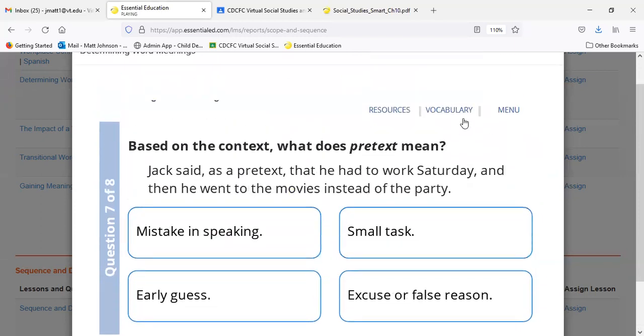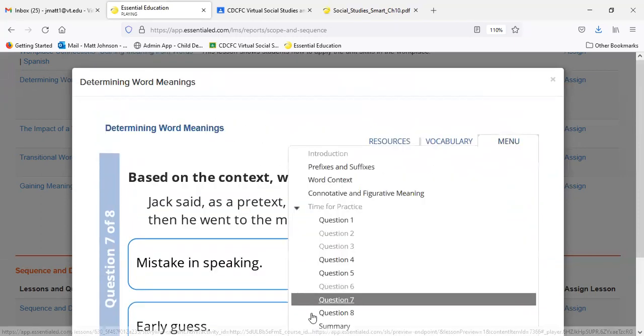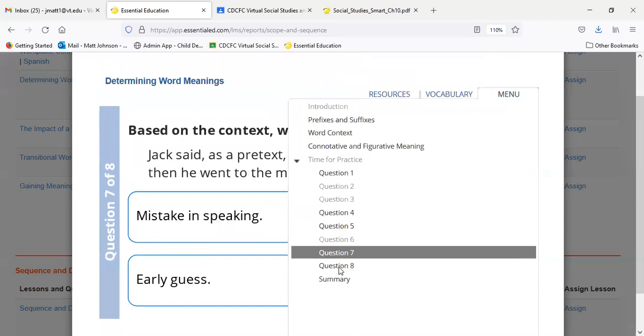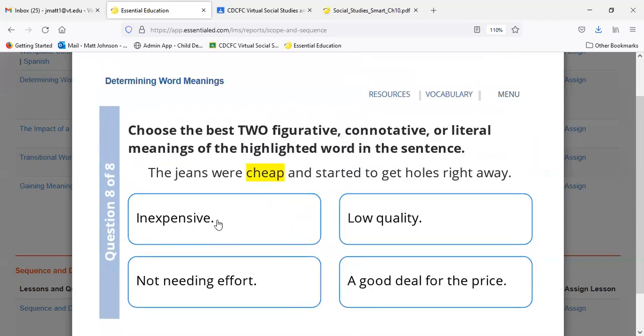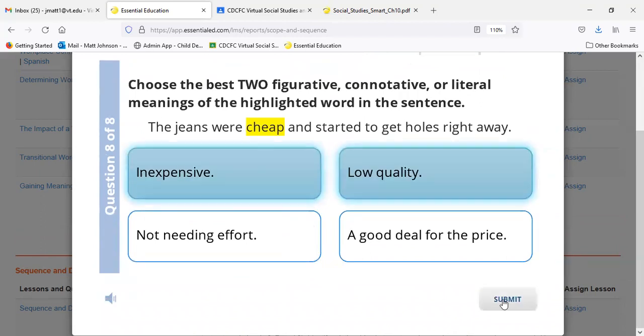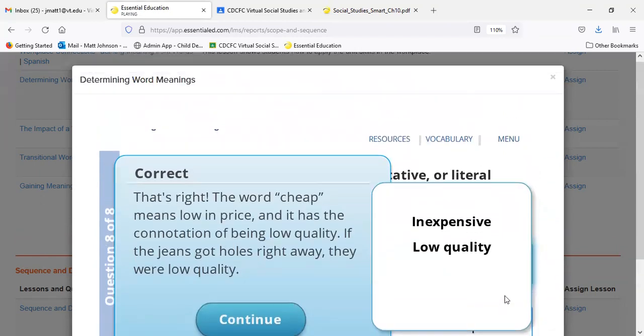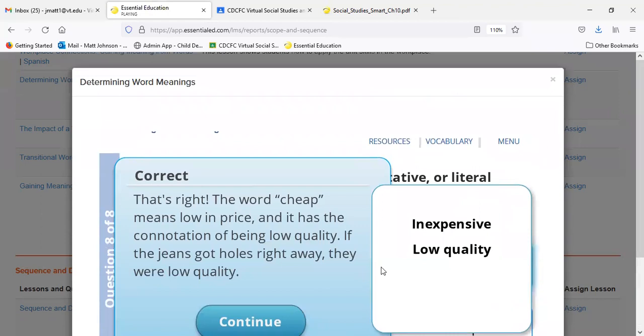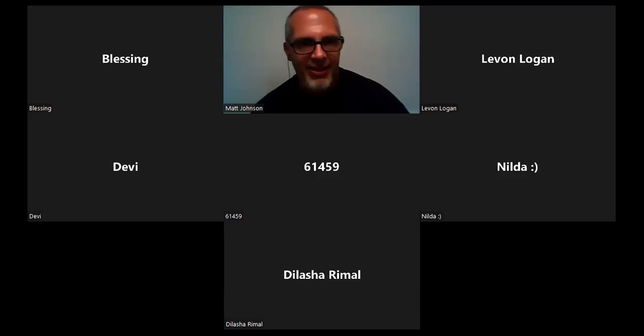And then we can jump to eight again, just to make sure. And that was just totally on me. I thought they had messed up. Of course, you can always go back and repeat those lessons.